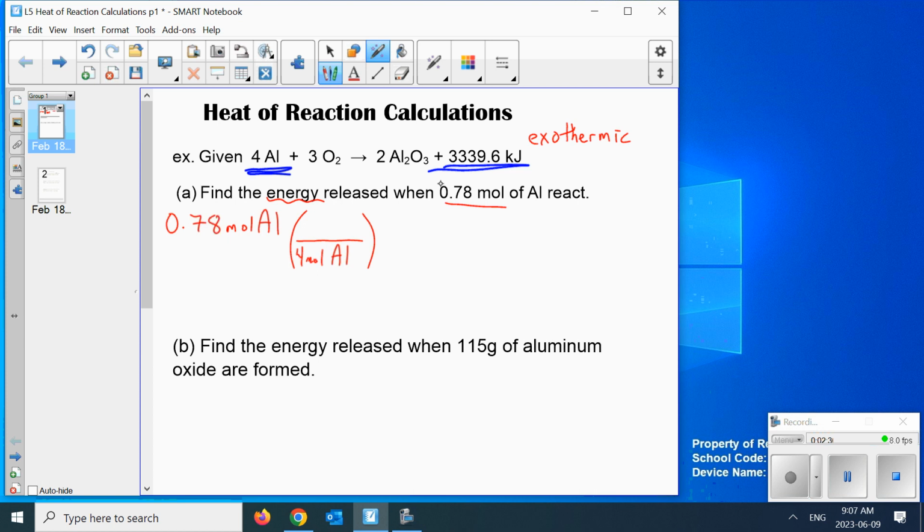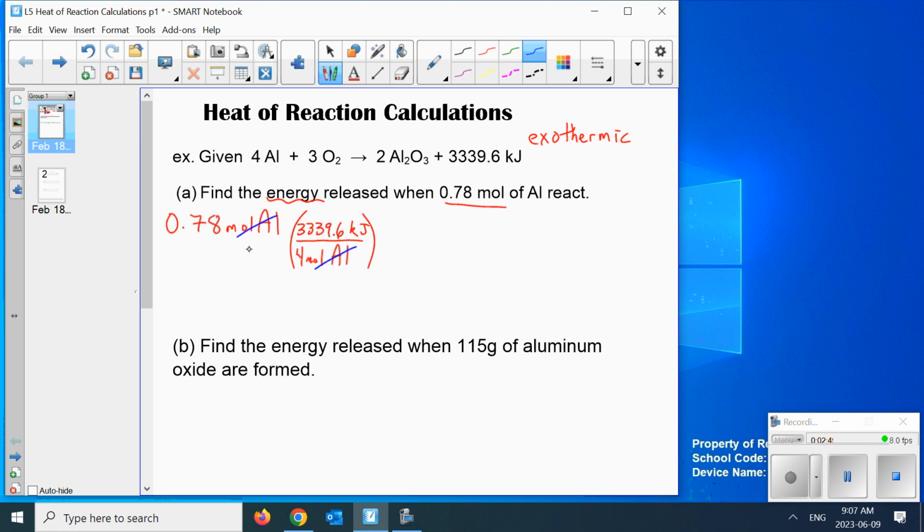So instead of changing to a chemical, we're changing to energy. It's the same method as before. 3,339.6 kilojoules. And I think we've solved the problem.